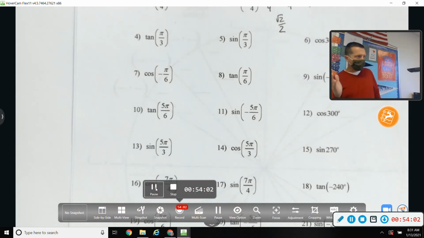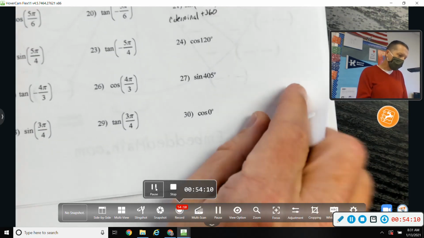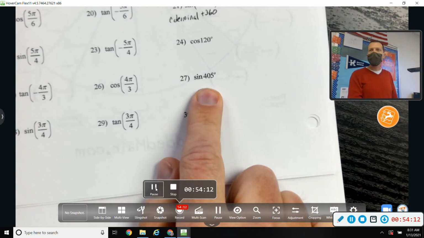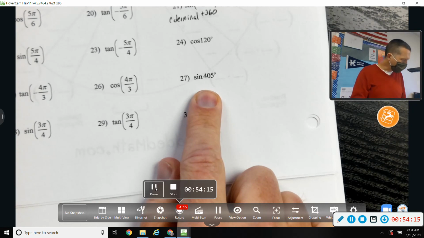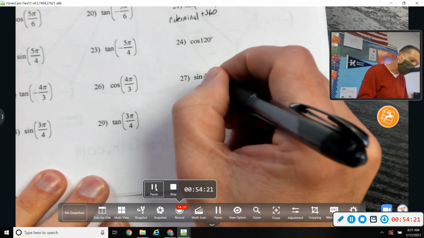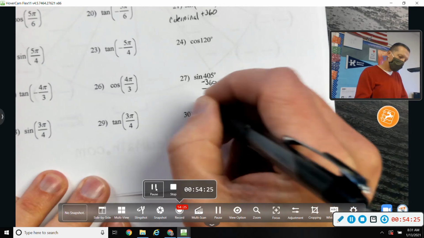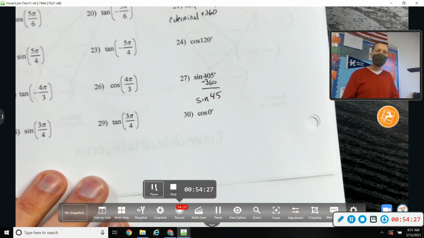The other thing with coterminal is that if you have one that's too big, like sine of 405, like 405 degrees, that's not on my unit circle. Well, no, it's not, but I can find a coterminal angle that is. And I can find the sine of 45 and see that that's root 2 over 2.